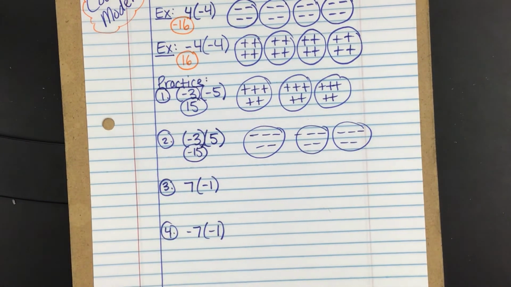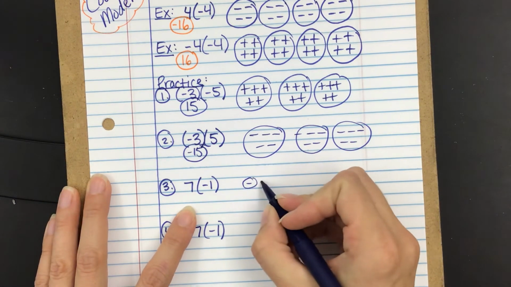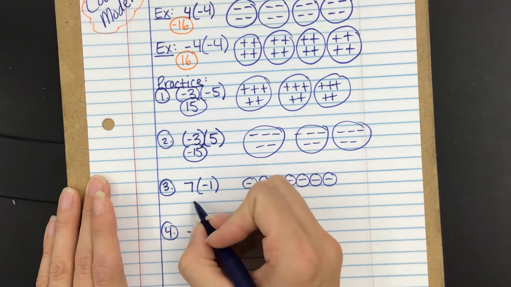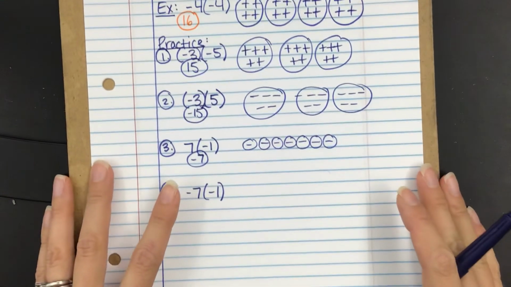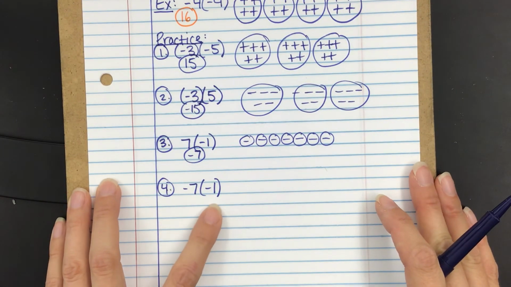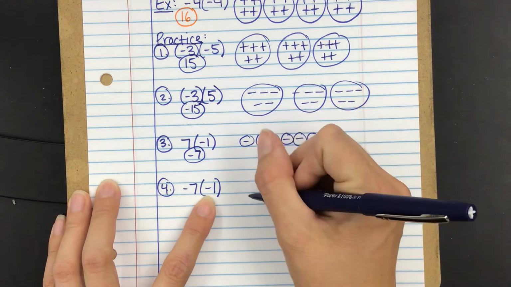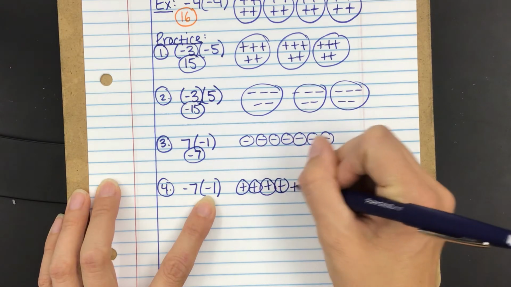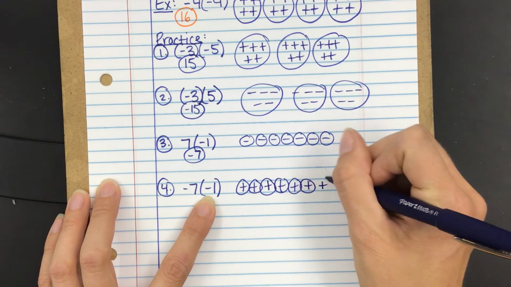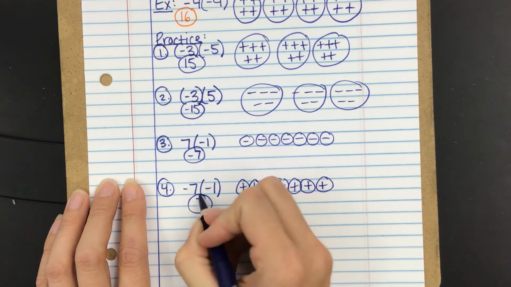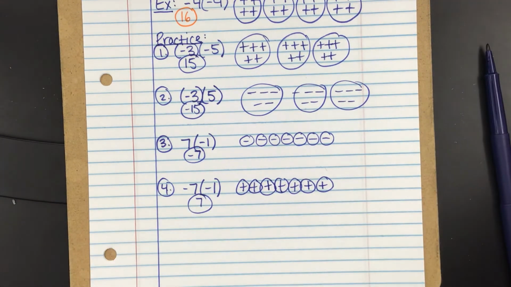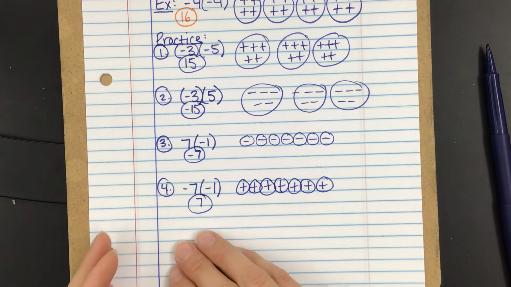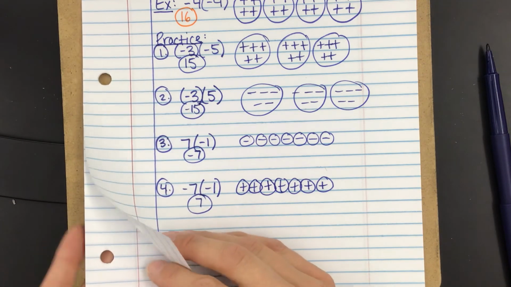We have 7 groups of -1. Altogether, 7 negatives. The opposite of 7 groups of -1 would be 7 groups of +1. Okay. So far, so good? All right, if you have room, that's fine, but if you don't have room, flip your page over because we're going to talk about the rules so that we can move on.